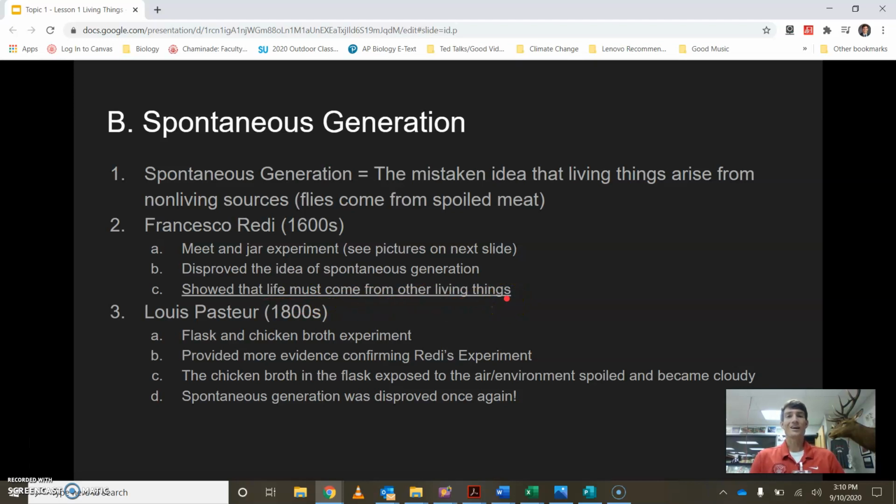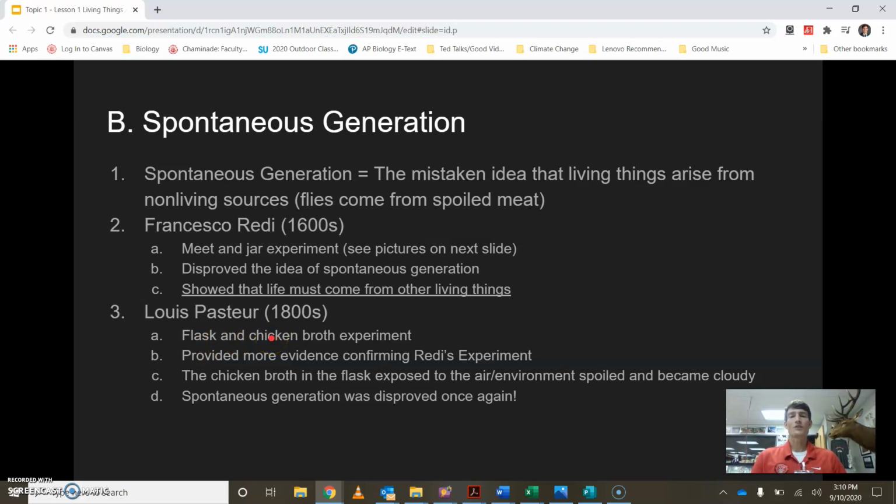However, like many scientific advances of the time, people did not necessarily accept them right away. So it took another 200 years or so for this idea to really kind of ferment. And Louis Pasteur was one of the scientists who came along afterwards and did another experiment which helped to cement people's understanding of this concept.